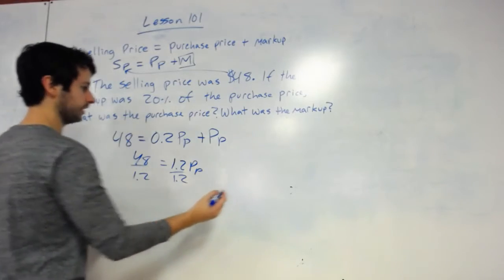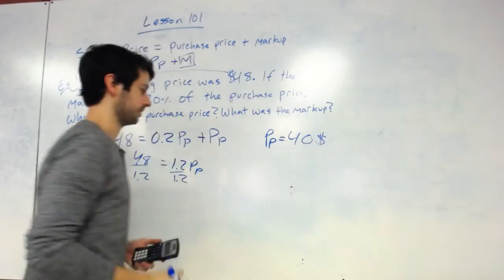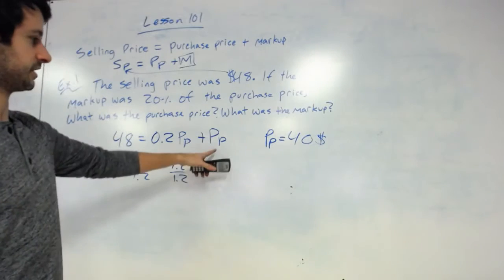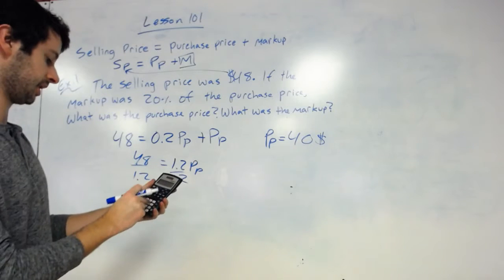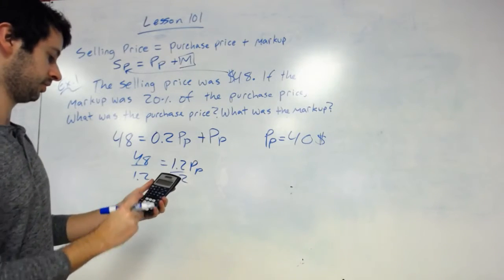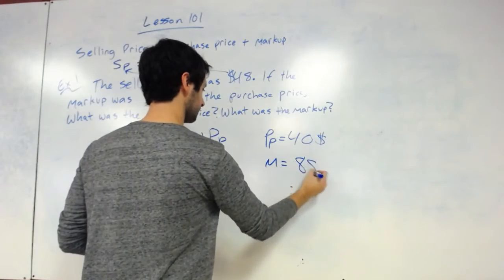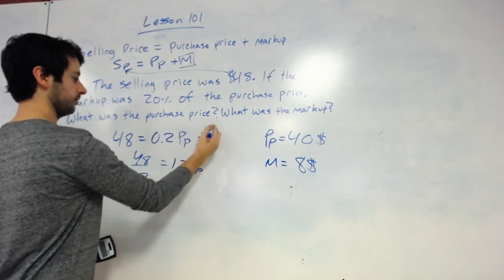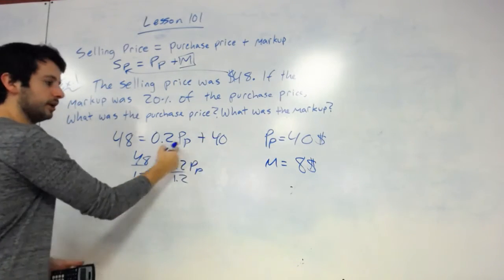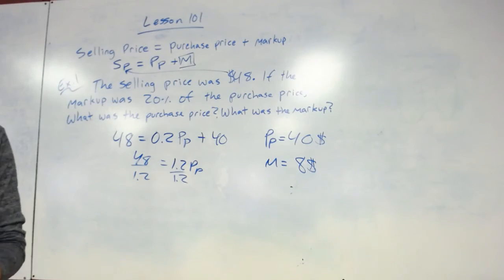So 40 is the purchase price. So if that's the purchase price, that would mean 40 times 0.2 would be the markup. So the markup would be $8. Obviously, if we know this is 40, we know that it'd have to be 8 because 40 plus 8. But anyways, that is how you do percent markups.